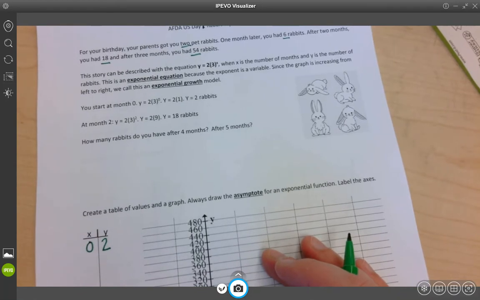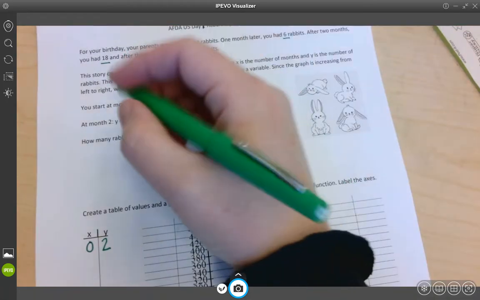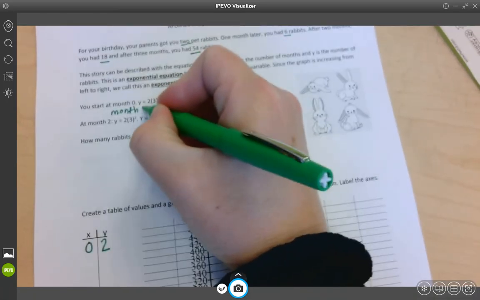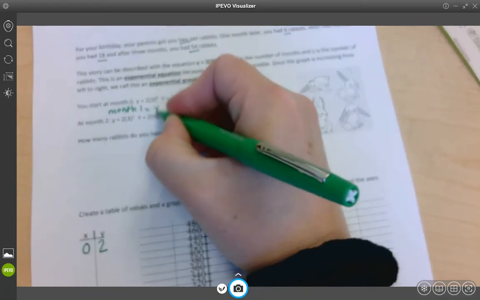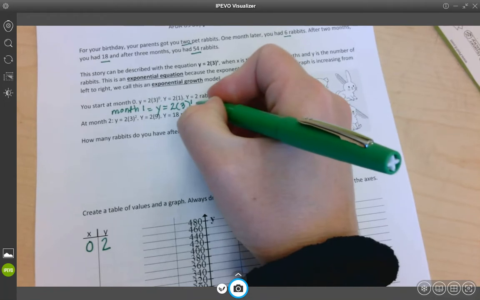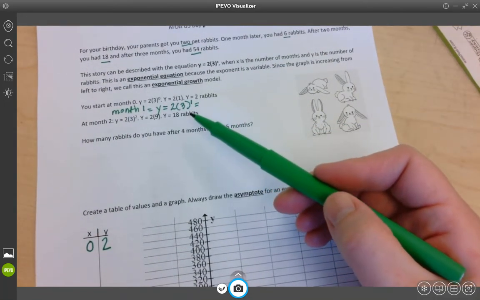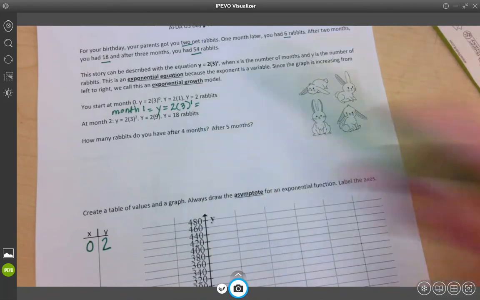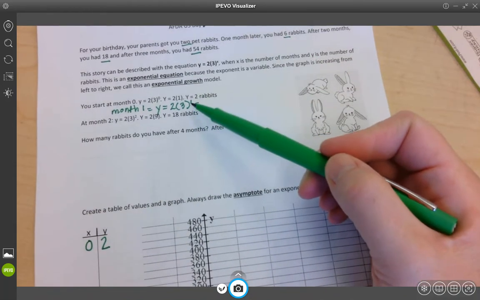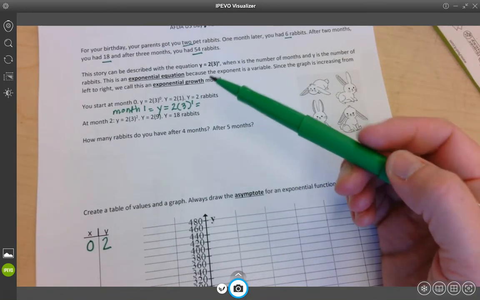All right, and then let's see, month 2, and you know what I skipped over was month 1, so let's also do month 1 because we're going to need to fill these in. Month 1, y is equal to 2 times 3 to the first. Remember, using PEMDAS, order of operations, you have to do exponents first. So what's 3 to the first? Well, 3 to the 0 is 1, and 3 to the first means just 1 3. So it's just going to be 3.